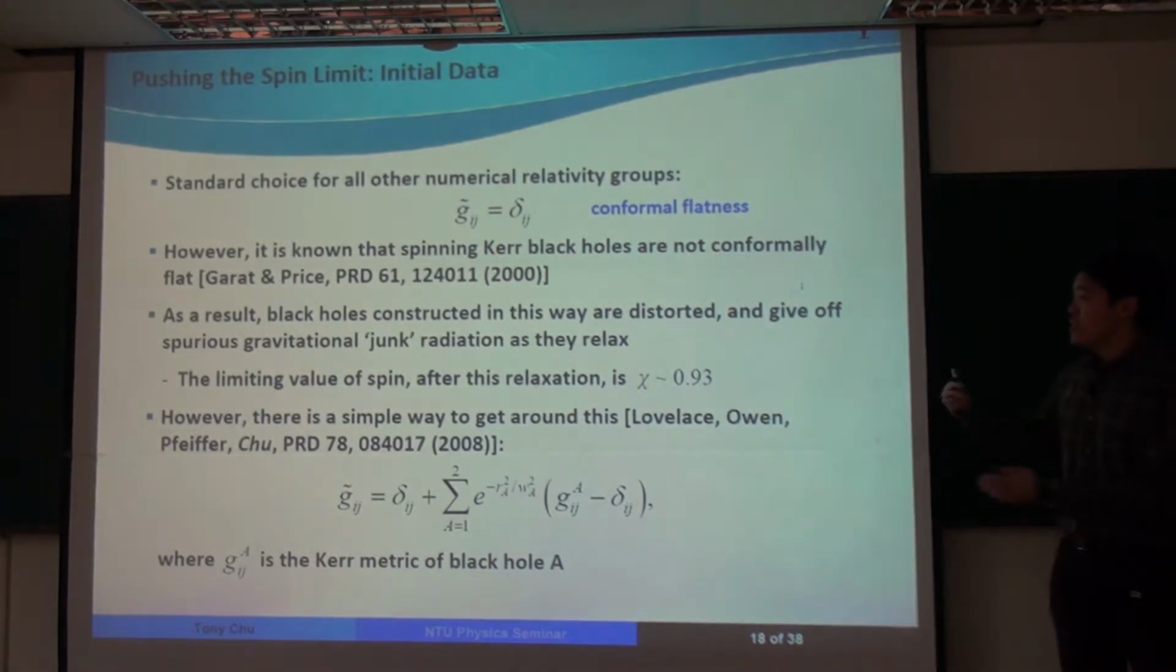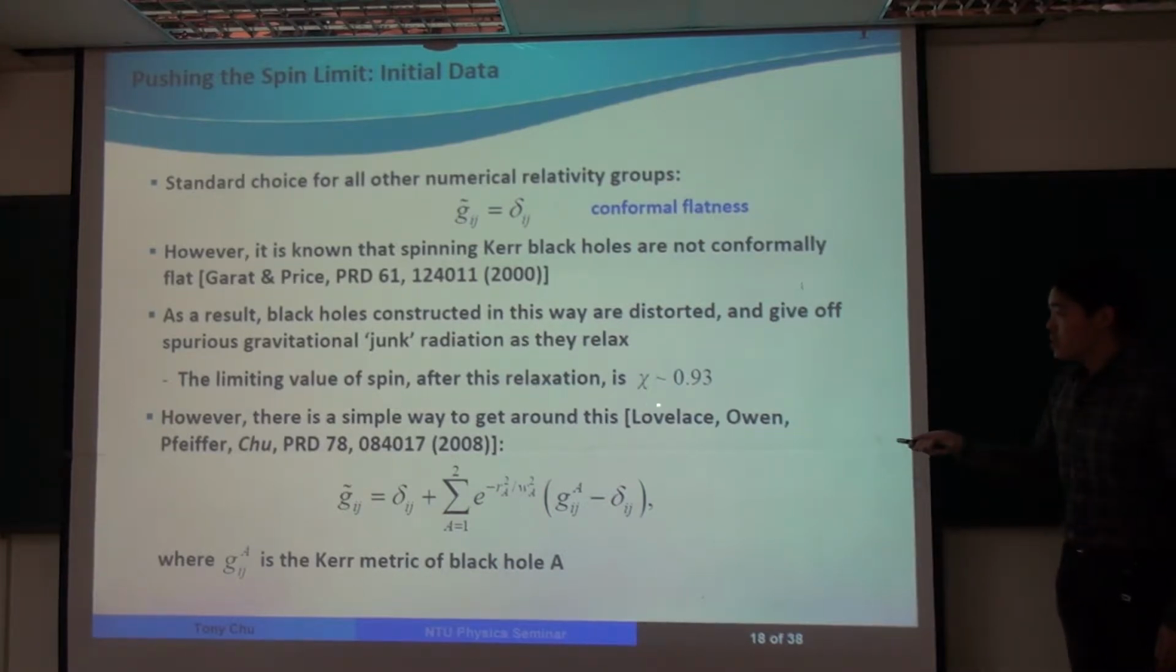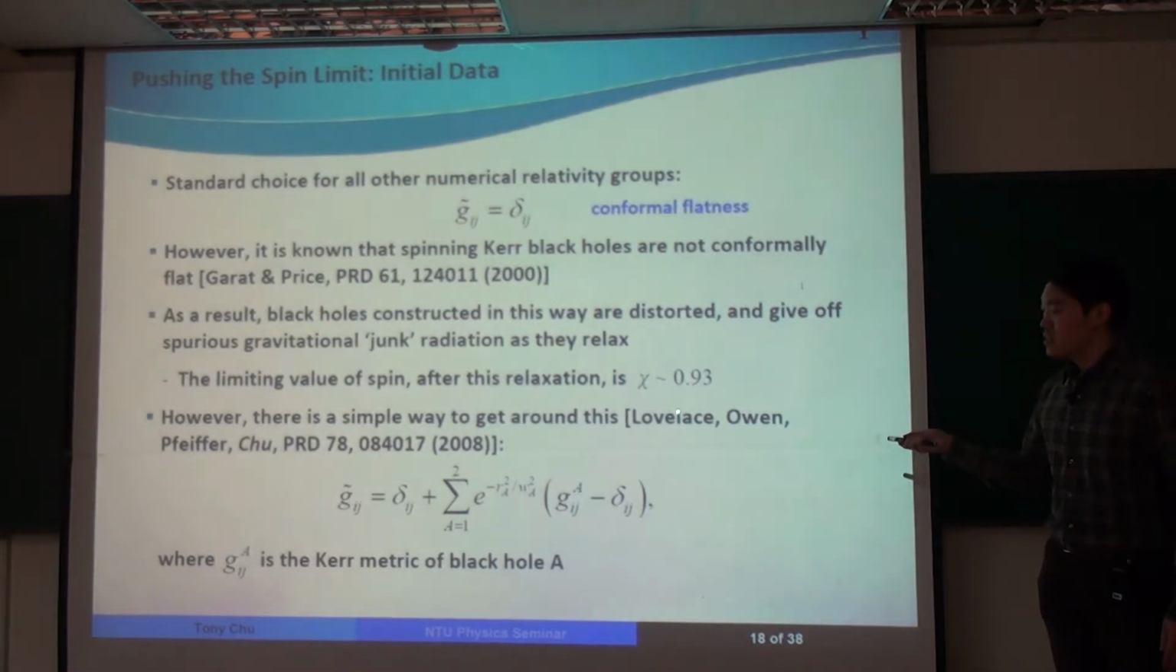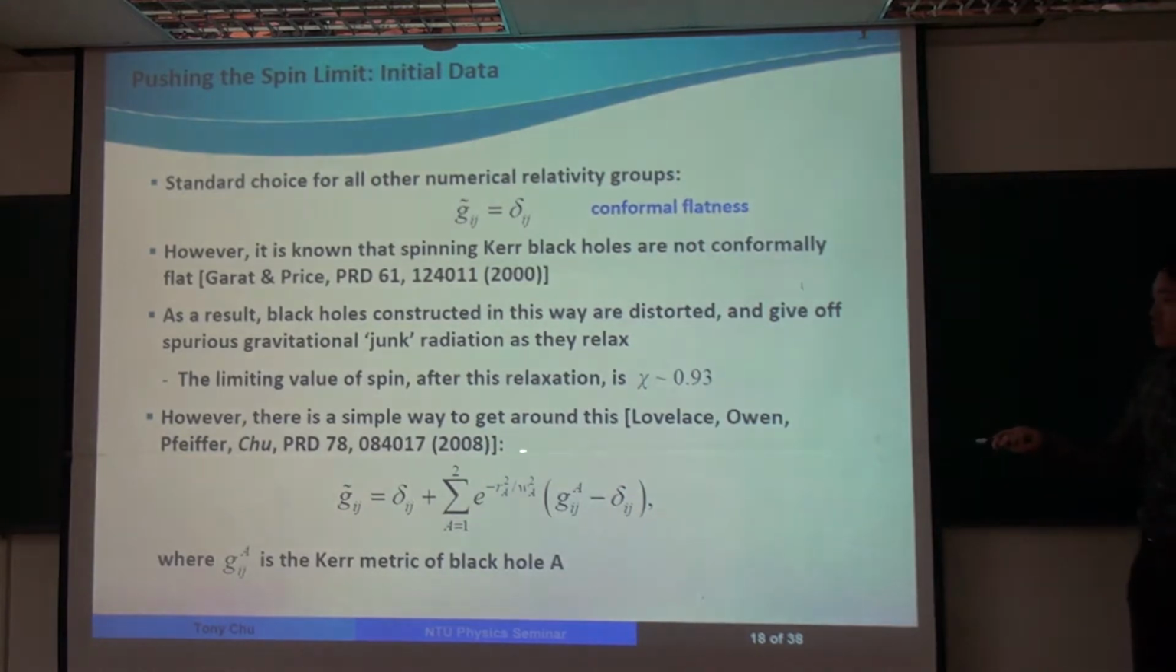And because that junk radiation carries away angular momentum, it turns out that that is what's limiting the black hole spin to be about 0.93. However, there's a simple way to get around this restriction, which is to just not use the conformally flat metric. And we propose to use a superposition of Kerr black hole metrics.